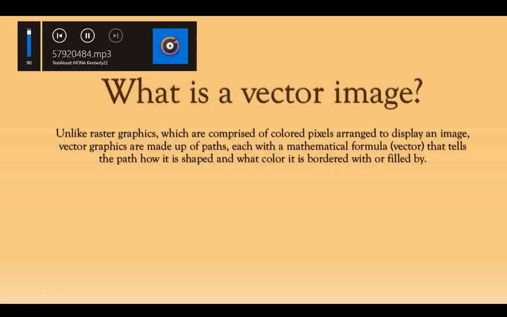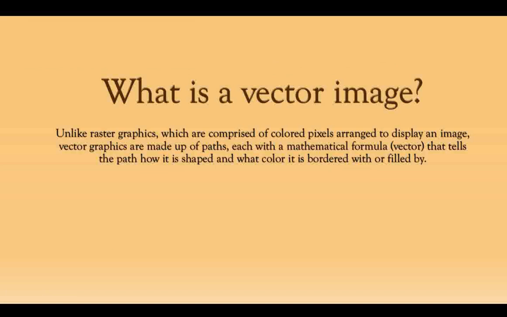Unlike raster graphics, which are comprised of colored pixels arranged to display an image, vector graphics are made up of paths, each with a mathematical formula, a vector, that tells the path how it is shaped and what color it is bordered with or filled by.